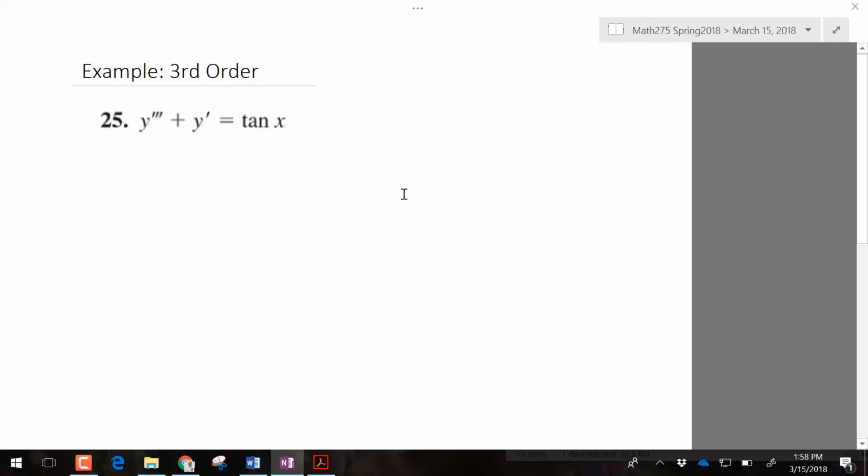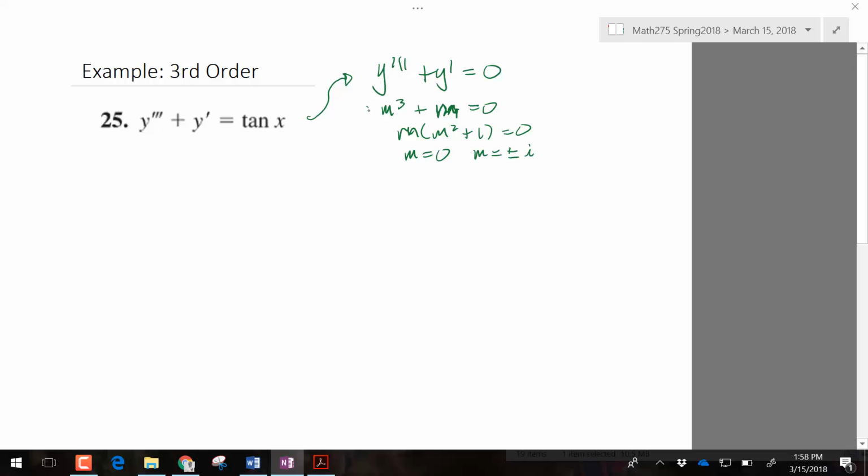All right, so this third order differential equation, we should be expecting 3 fundamental solutions for your homogeneous differential equation. So we have y triple prime plus y prime is equal to 0. Your auxiliary equation is going to be m cubed plus m, so m squared plus 1 is equal to 0. So we have m is equal to 0 and m is equal to plus or minus i. And that's going to give us a solution. So let's call this y1, and this is e to the 0 power. And then y2 and y3 will be a combination of sine and cosine. Okay?